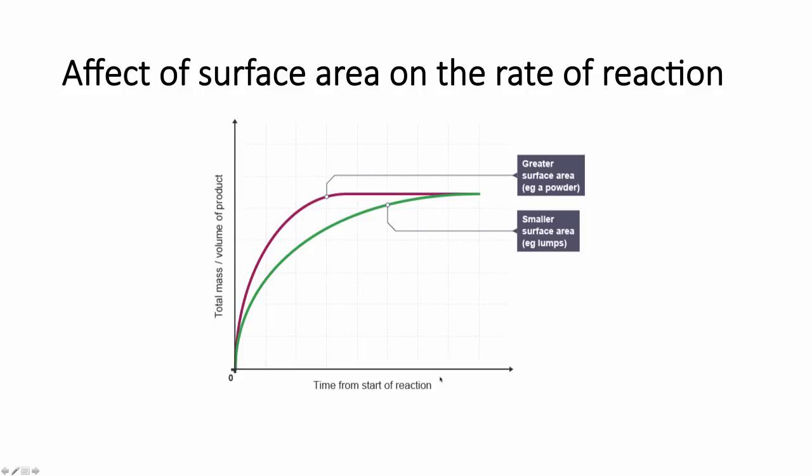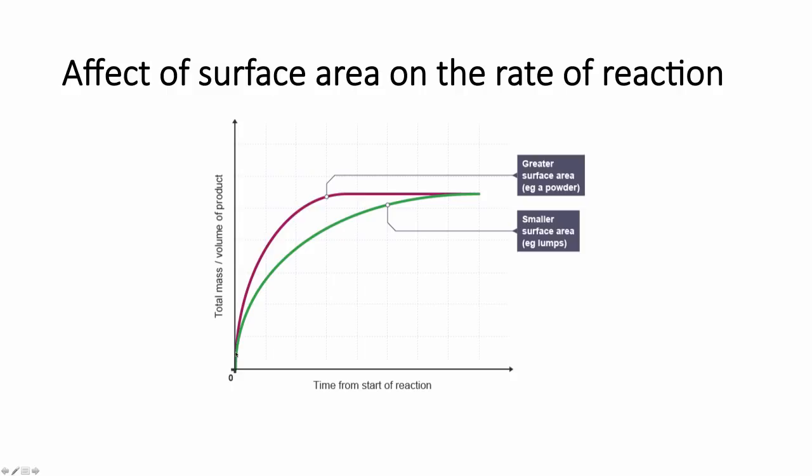You also need to be able to explain the shapes of graphs. So as we can see, we have a graph showing the total mass or volume of a product over the time of the reaction. Now remember, the difference in the y-axis over the difference in the x-axis is called the gradient. But in this case, a change in mass or volume over time is also the rate of reaction.